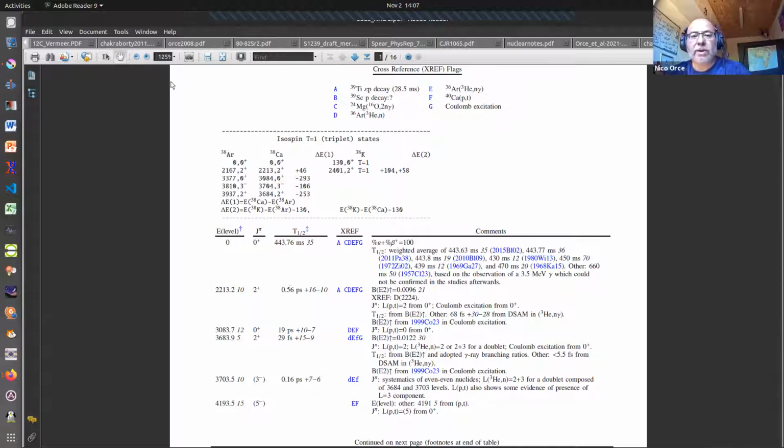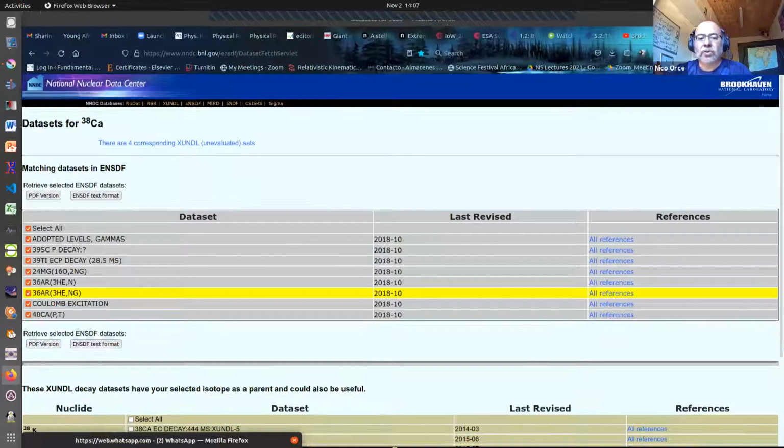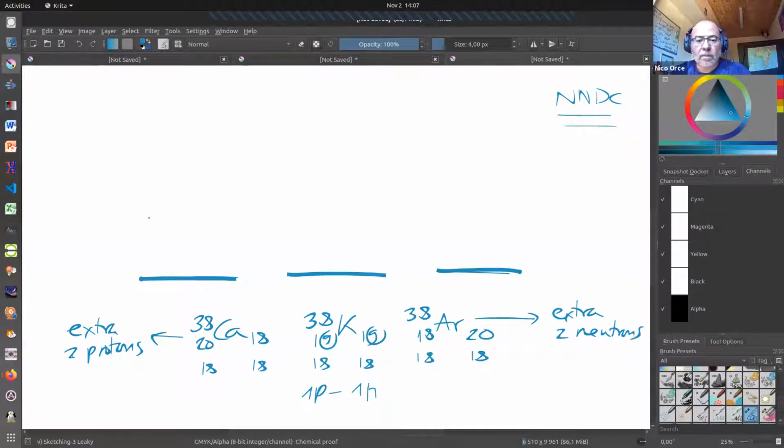So this one, the first, this is a zero plus ground state, right? And then the second, the two plus is a 2213. So let's write it down, 2213. Zero, zero plus, there's a two plus, 2213. The same thing, there will be a two plus here and a two plus there. And they will be at similar energies, zero plus, zero, zero, zero plus.